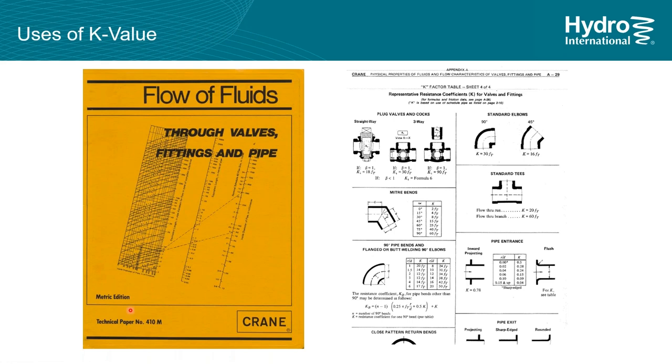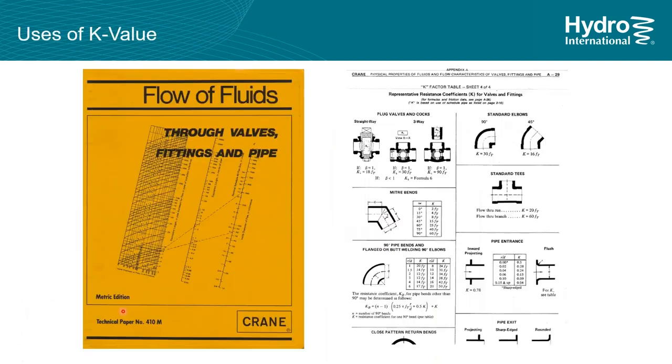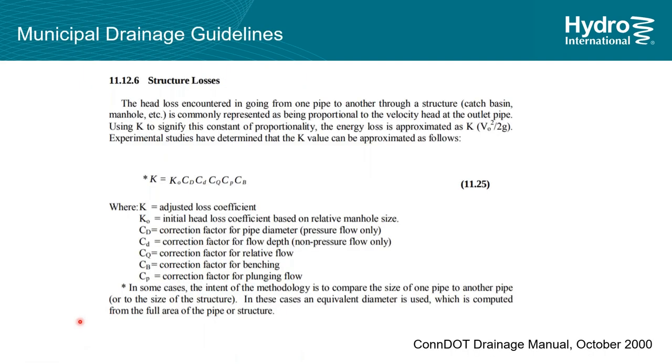So it's really convenient, and people use this all the time to measure those losses. It's so convenient that that is also what they use for municipal drainage systems, even though, unlike designing a pipe network in a house, municipal drainage systems are not always running full. You might have areas in your drainage system that are pressure pipe running full, but you are also going to have areas that are open channel flow. Still, often they use the K value as a shorthand and an easy way to estimate these losses.